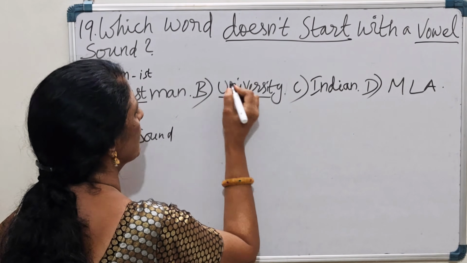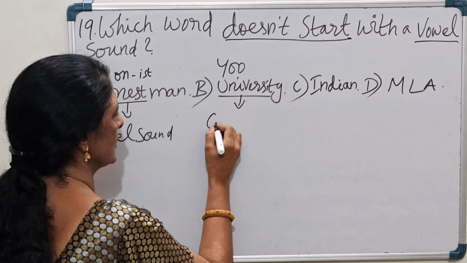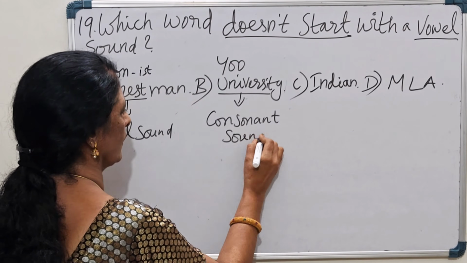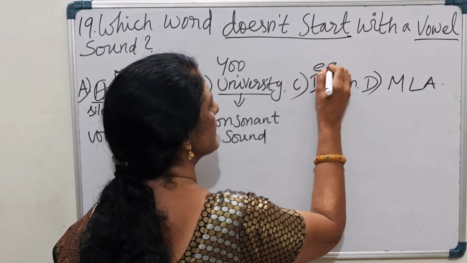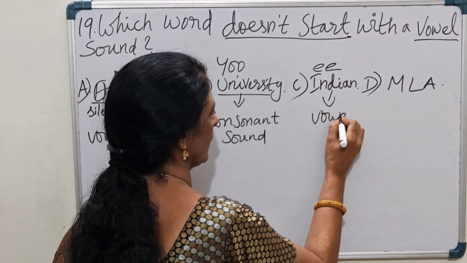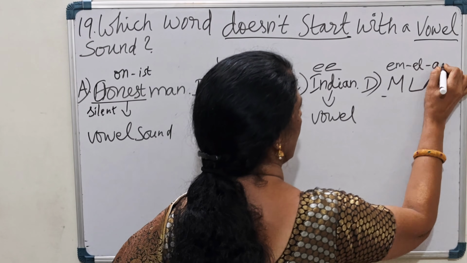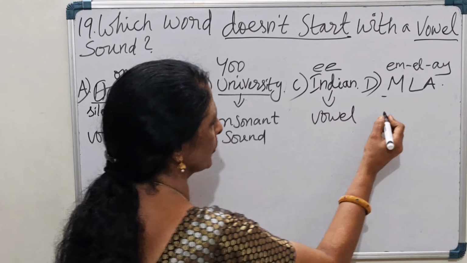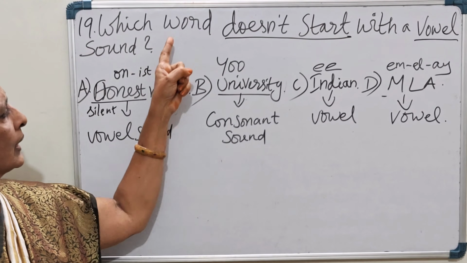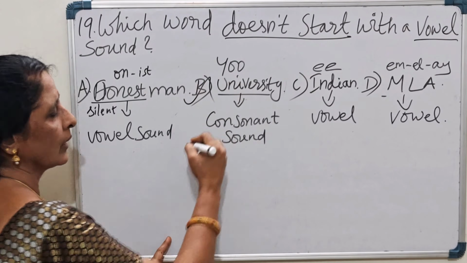Now here you see university. U, university. So it is a consonant sound. Next, Indian. Indian. So this is a vowel sound. MLA. M-L-A, MLA. This is also a vowel sound. So now which one is the answer here? Which word does not start with a vowel sound? Then option B is the answer.